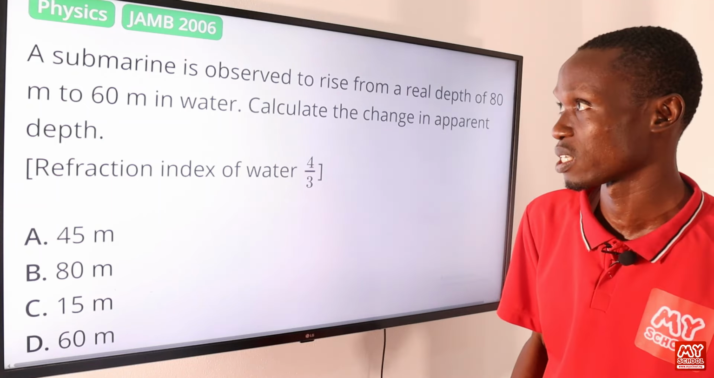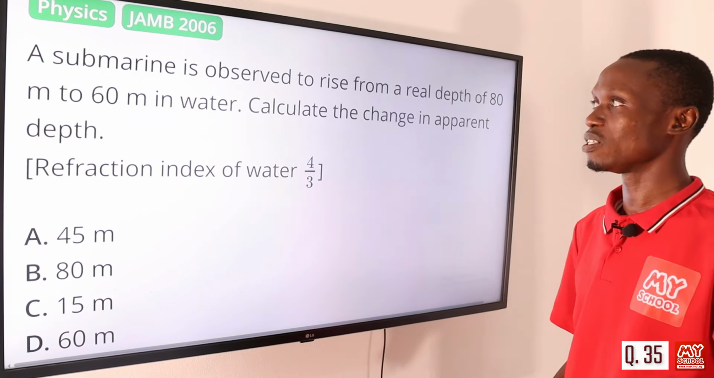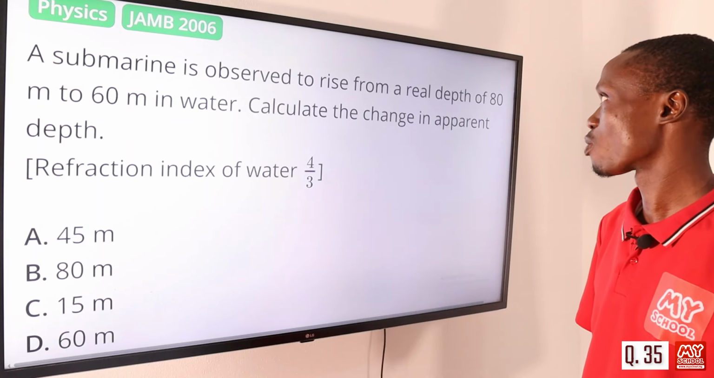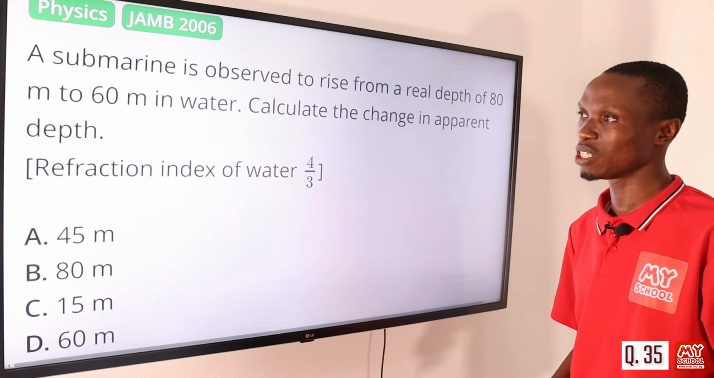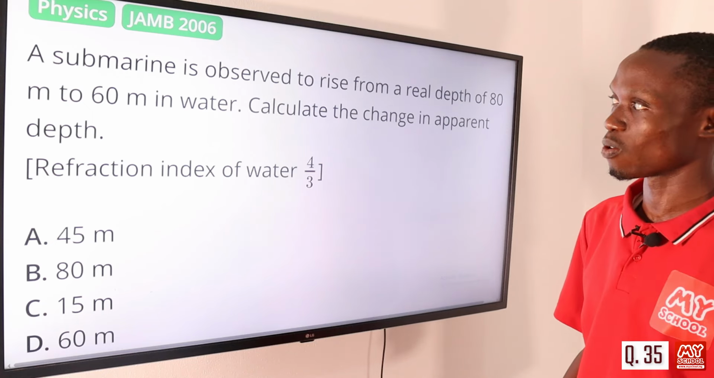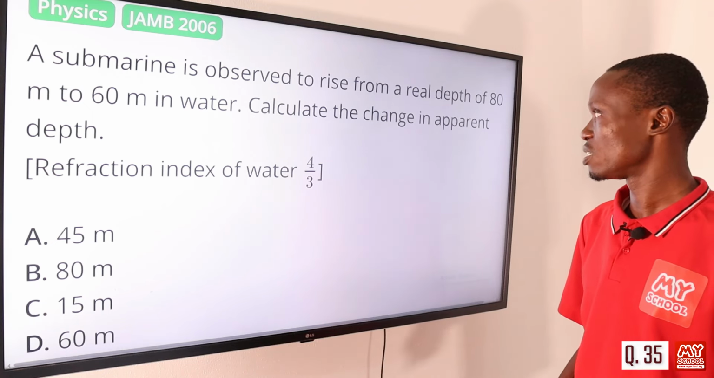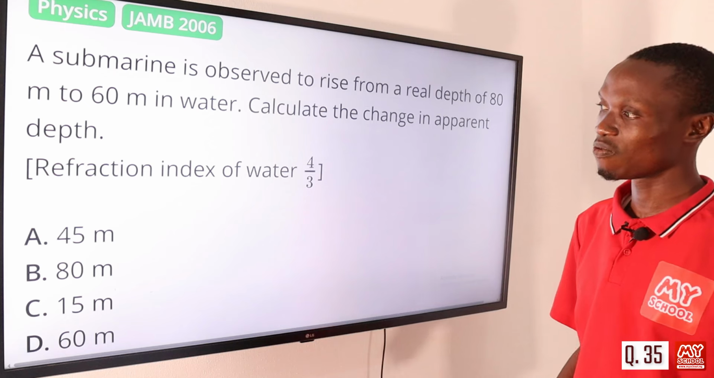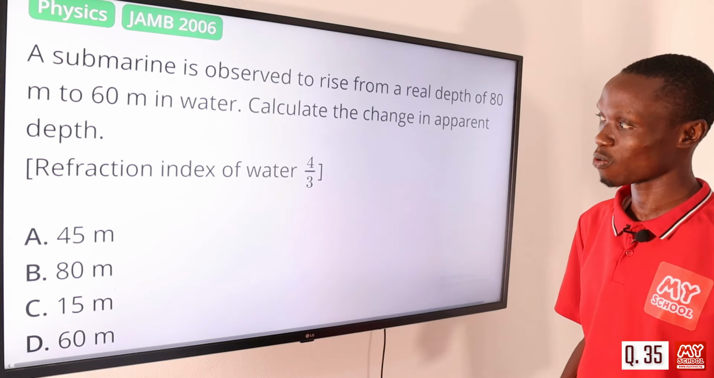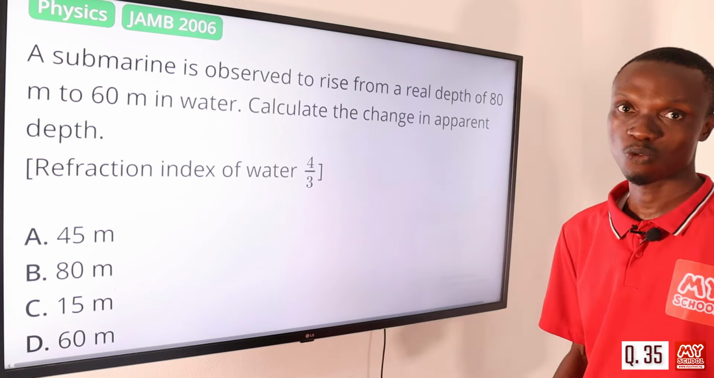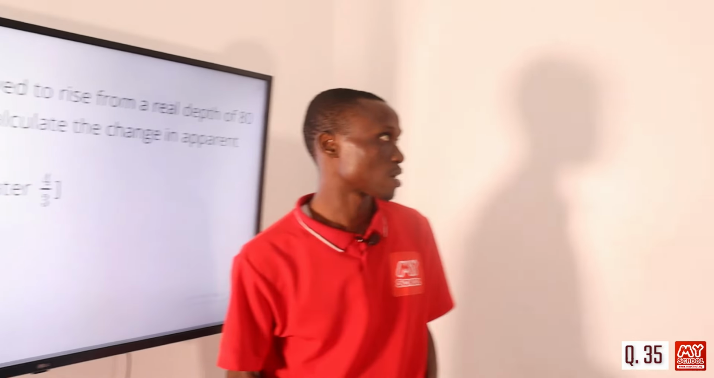Moving on to question 35. A submarine is observed to rise from a real depth of 80 meters to 60 meters in water. Calculate the change in apparent depth. Refractive index of water is equal to 4/3. So let's move over to the board to provide the answer to this question.